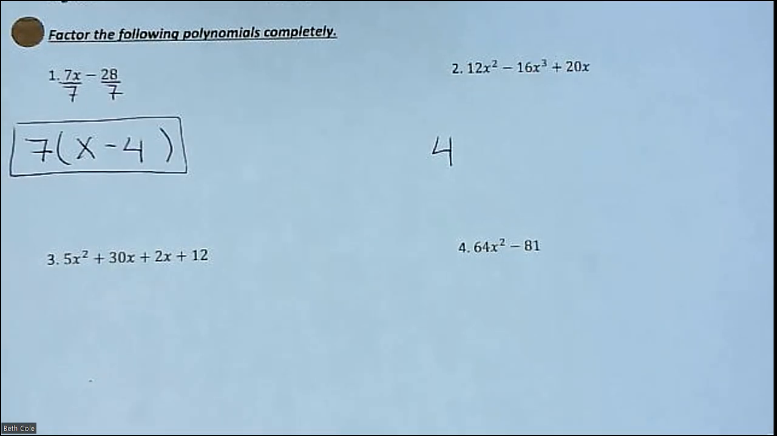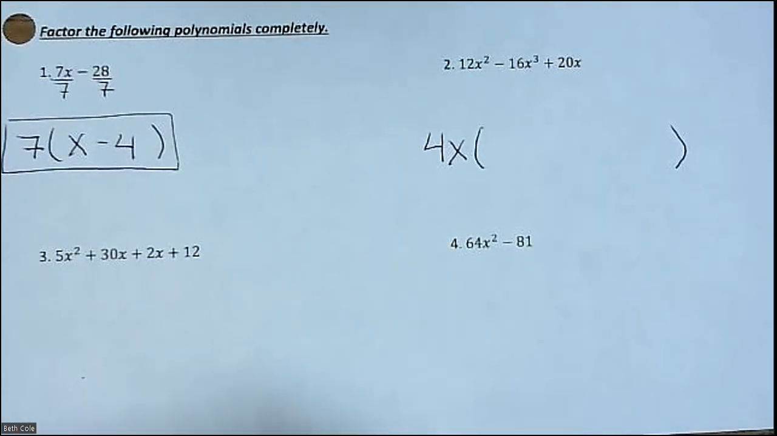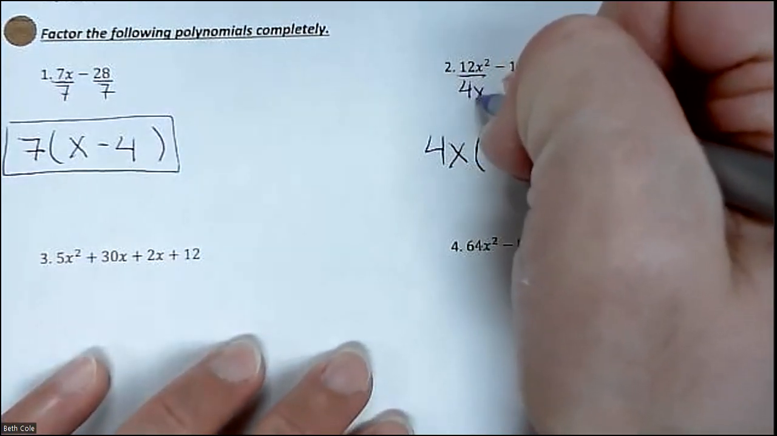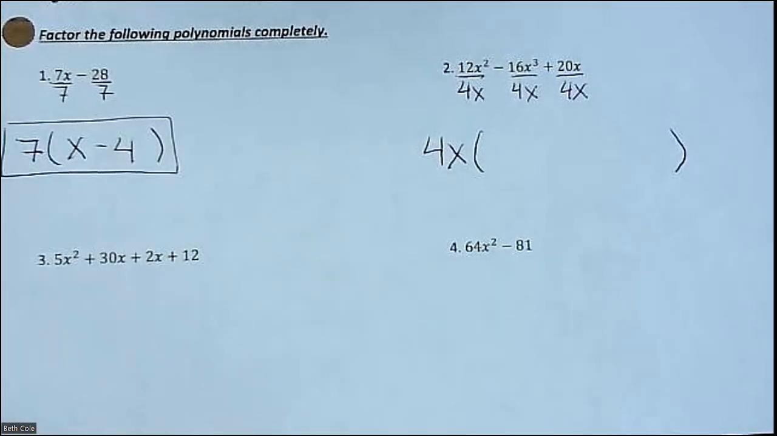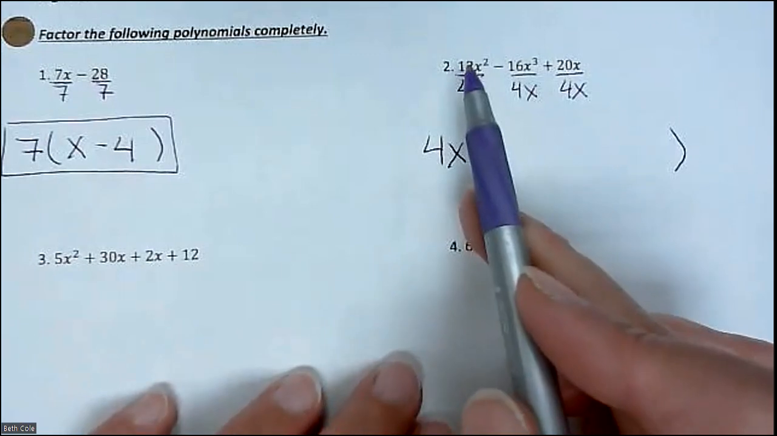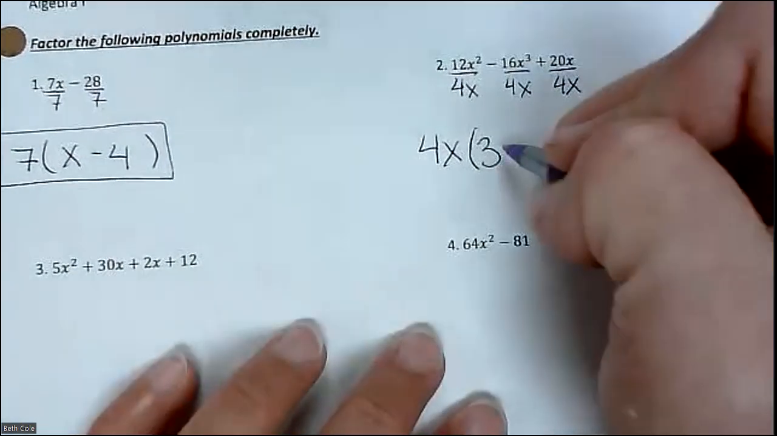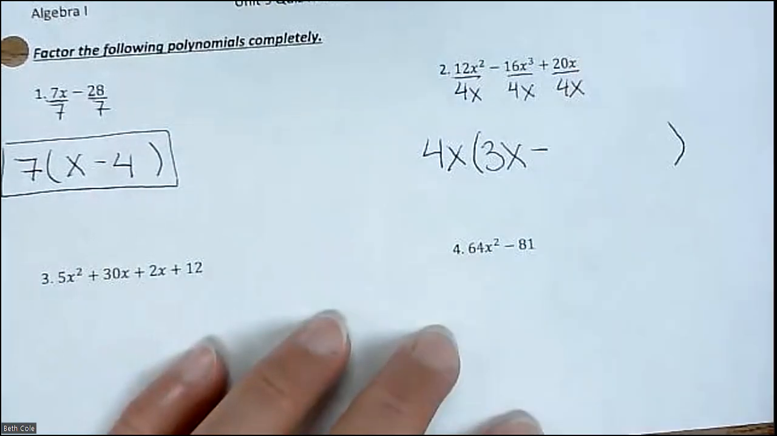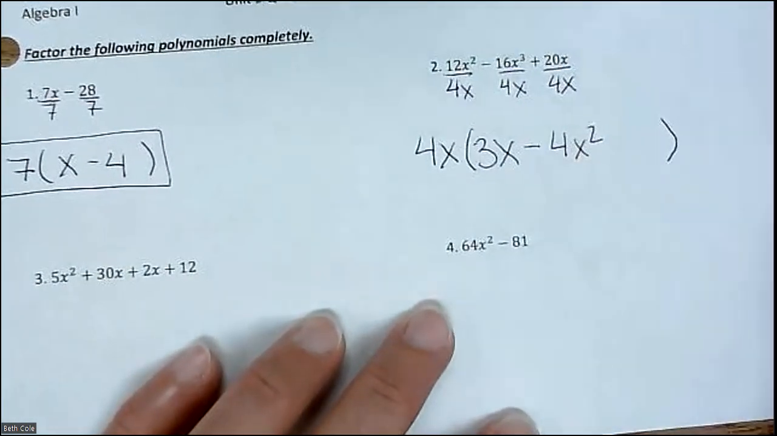Now, what else can you take? An X, good. So 4X, put your parentheses, and you're going to divide each of these by 4X. And we're just going to see what's left. So what's left in the first one? 12 divided by 4. 3? Good. Minus 16 divided by 4 is 4. X squared.